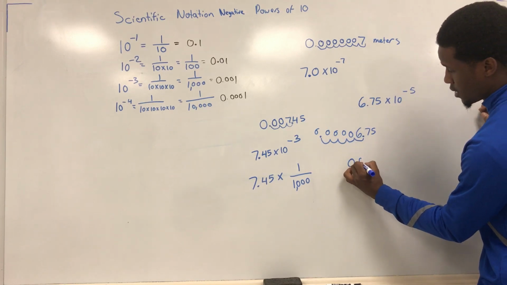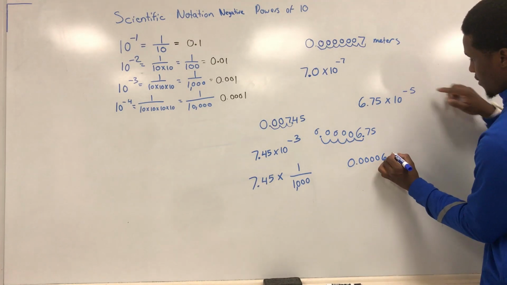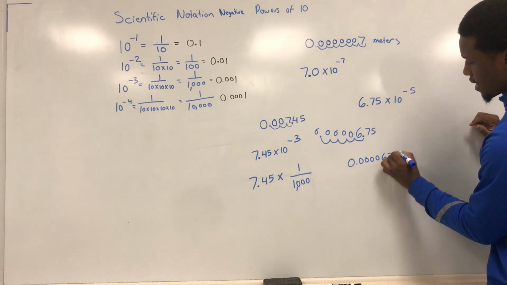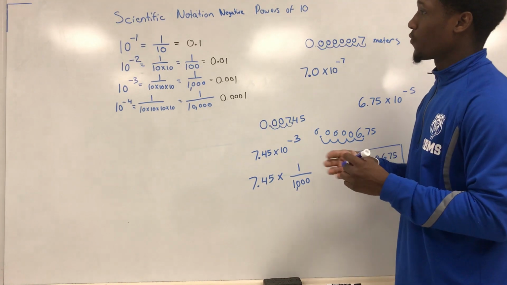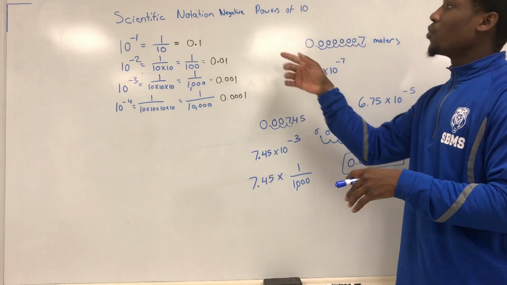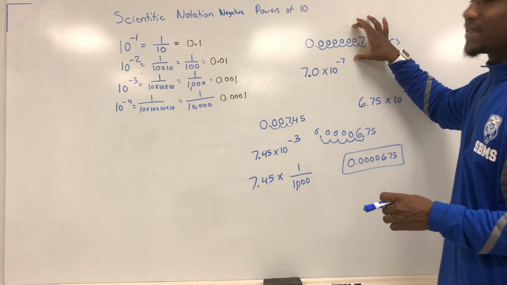So 0.0000675. This would be my final answer. And that's how we go from scientific notation with negative powers of 10 into our standard notation or decimal notation.